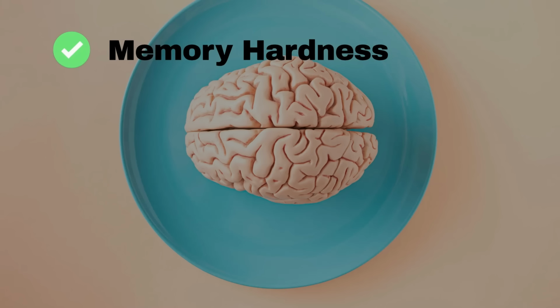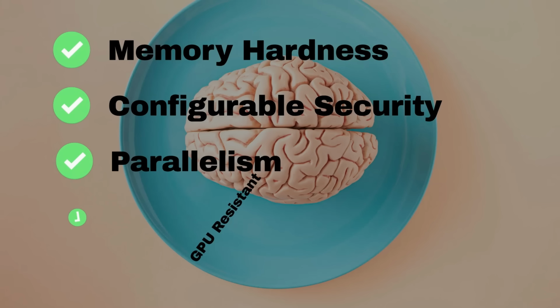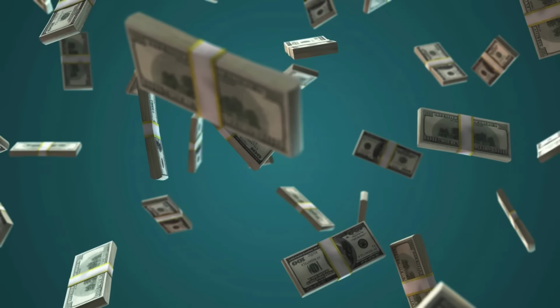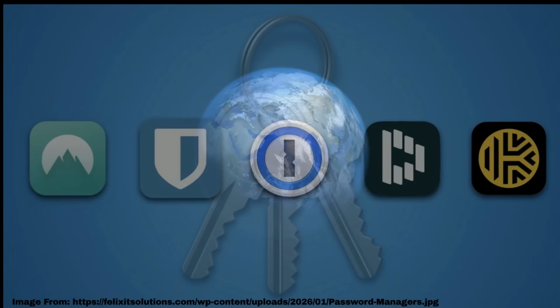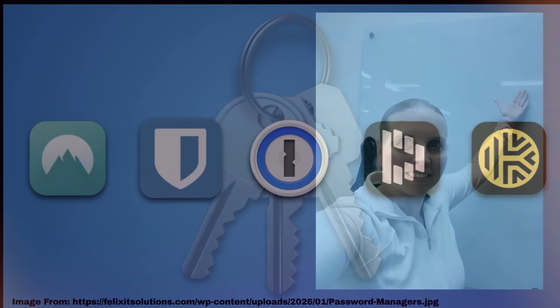So Argon2 is memory hard, configurable, parallel, and GPU resistant. It forces attackers to spend both time and money. GPUs and rigs struggle when the memory costs are high. In today's world, modern password managers are increasingly using Argon2.